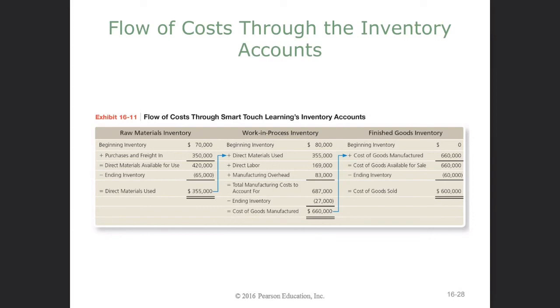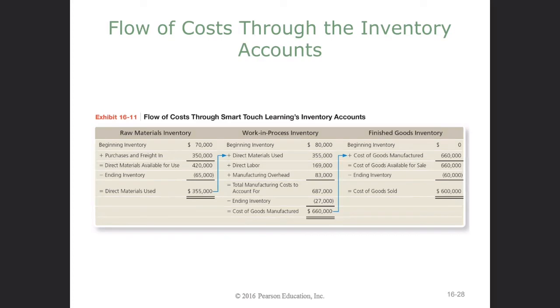Then at the end of the period, we had $27,000 left. That means we have to figure out what we actually used. So we had $687,000. We now have at the end of the period $27,000. So that means the actual cost of the goods that we manufactured during this period in our work in process account was $660,000. So that's our cost of goods manufactured.